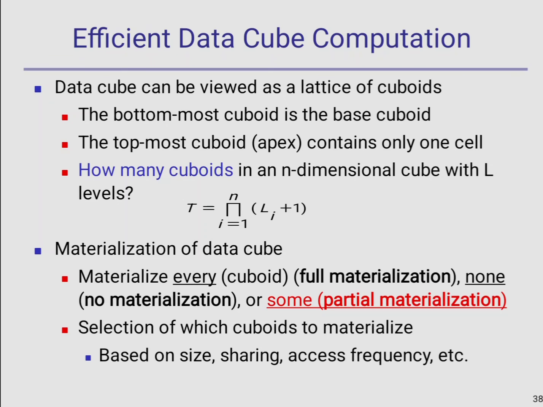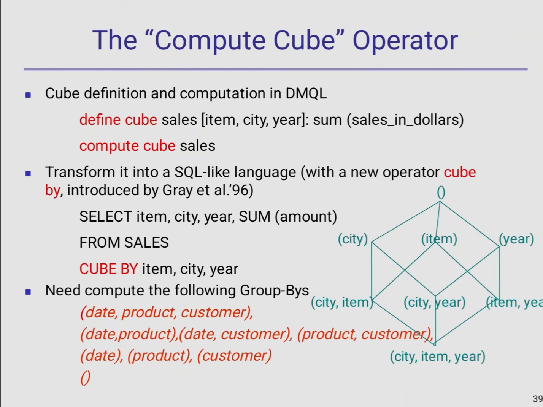The challenge here is that when we have to pre-compute the cuboids, we require a lot of storage. So to face this challenge, we can go for partial materialization. The selection of which cuboids to materialize is based on size, sharing, and access frequency.